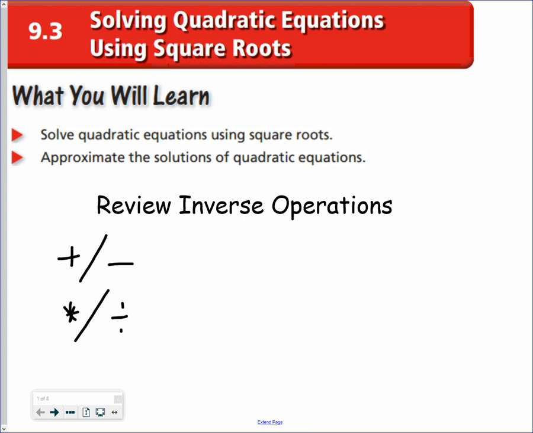And so when we're talking about how to get rid of something that is being squared, in order to get rid of something being squared, you would need to take the square root. So if you are trying to get rid of an x squared, and you want that just to be an x, then you would take the square root.